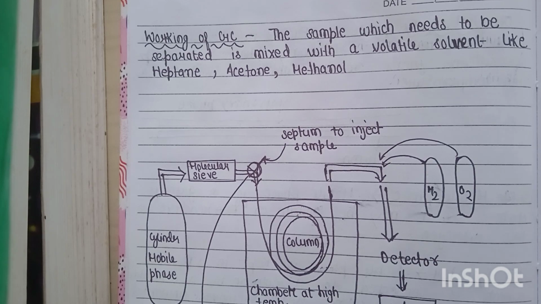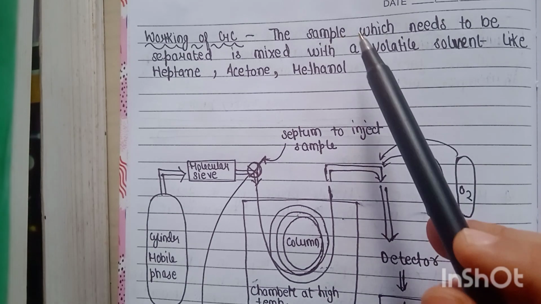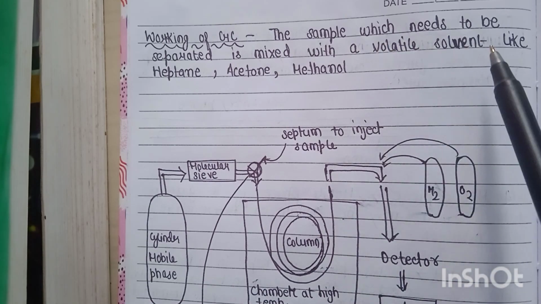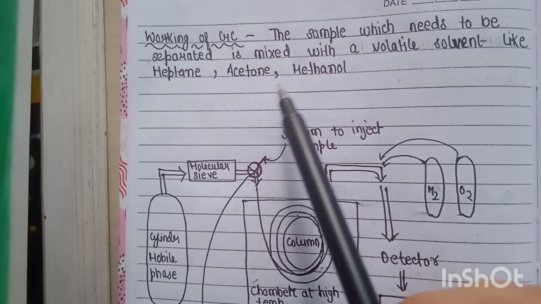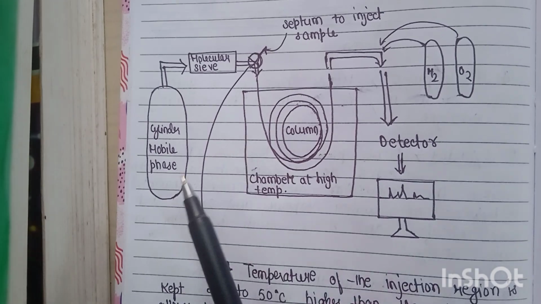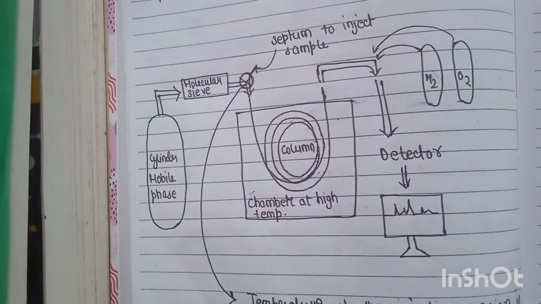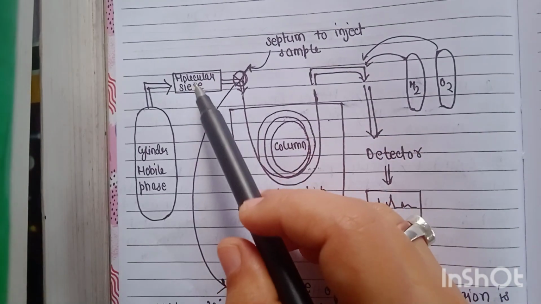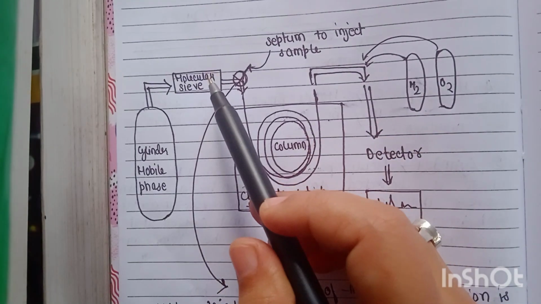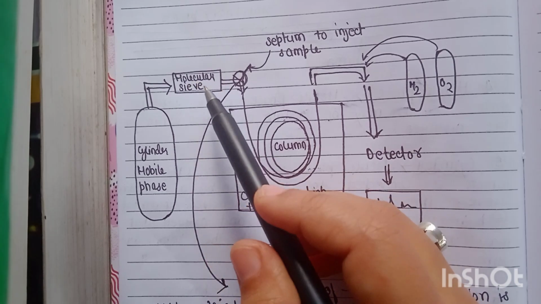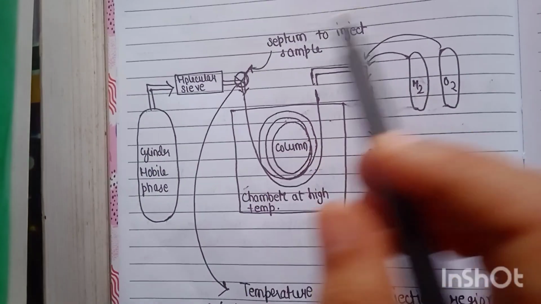Coming to the working principle of GC, the sample which needs to be separated is mixed with a volatile solvent like heptane, acetone or methanol. This is the cylinder which contains the mobile phase. It is connected to a molecular sieve which removes the hydrocarbons, water vapor, oxygen which may interfere with the sample during the analysis.